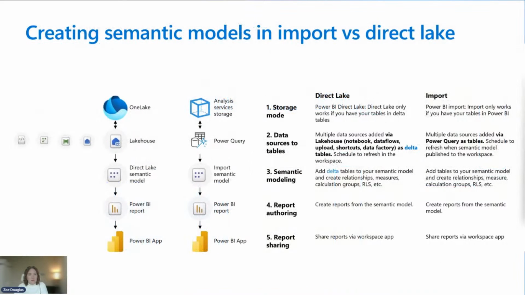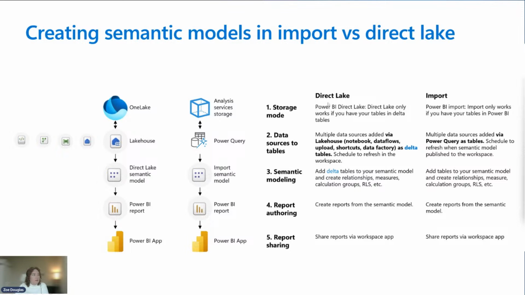Now, I'm going to do the live demo, but this is something that I've been thinking about recently, and I wanted to share with you how creating an import model differs from creating a Direct Lake model, and how you should be thinking about this. So here we have the storage mode. Where is it being stored? When we talk about Direct Query, Import, and Direct Lake, that's a storage mode. Are we importing the data? Are we just direct querying it to the source? Are we using OneLake?